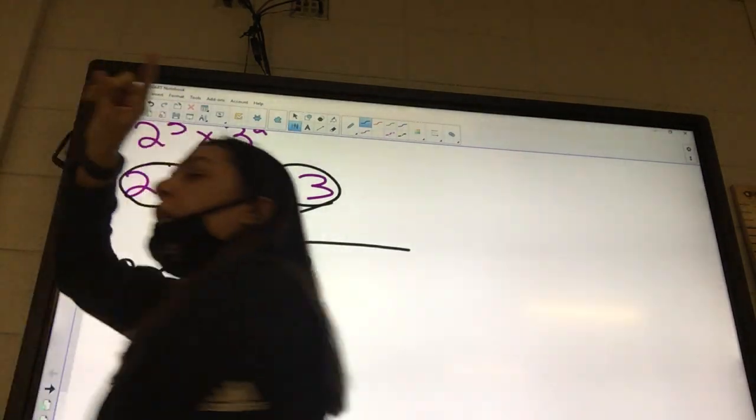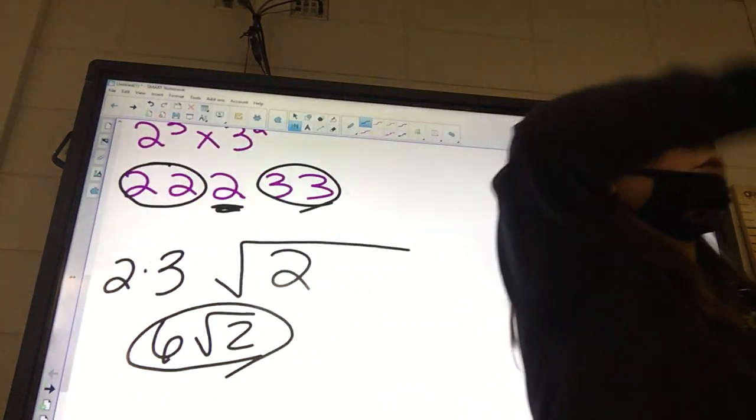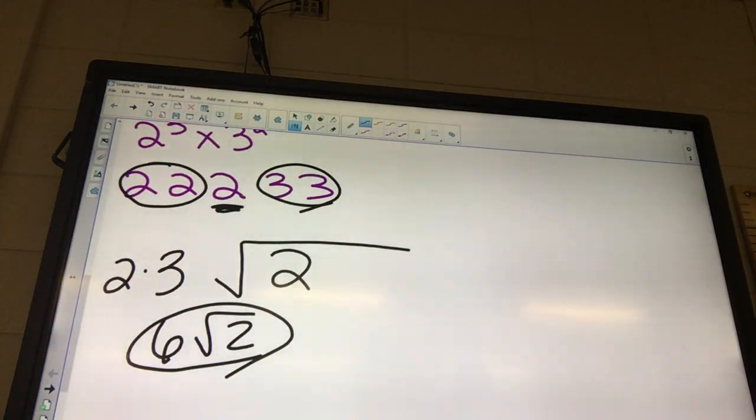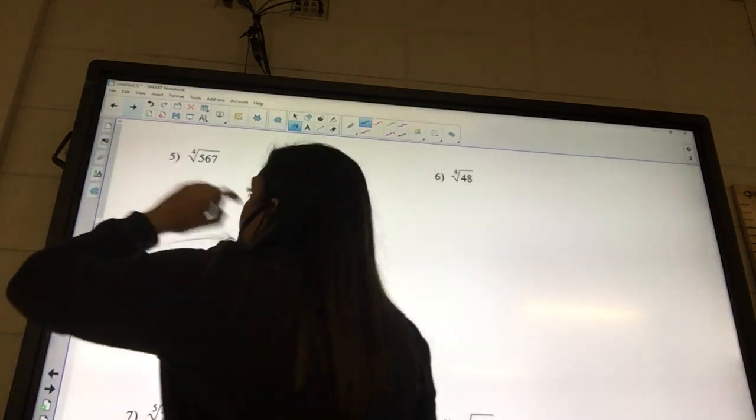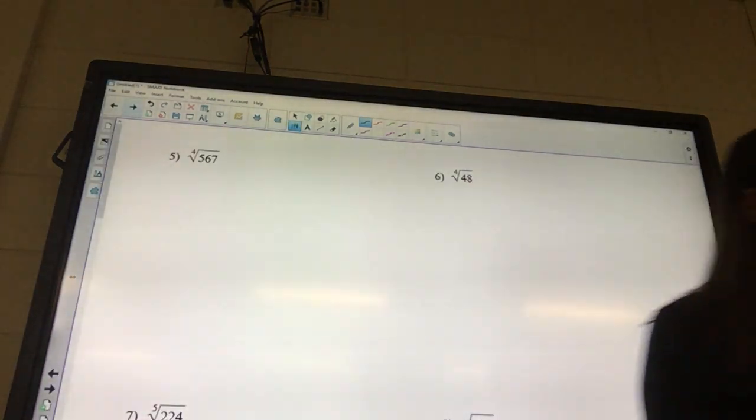Which way do you prefer? You guys prefer to make the tree, or you prefer to just do it on a calculator and then write them out? Tree? I'd rather do the tree. I can't do that. That's okay. I don't care. Either one. The tree is probably better math practices.